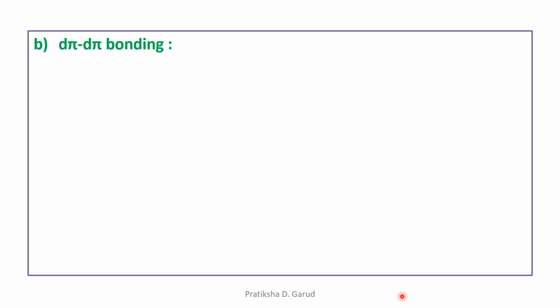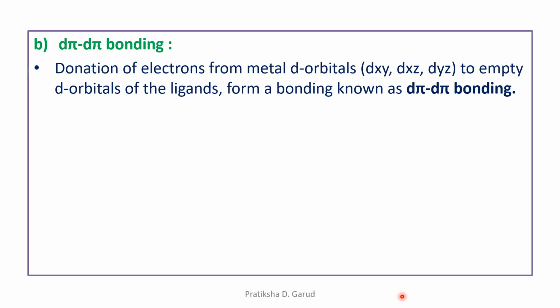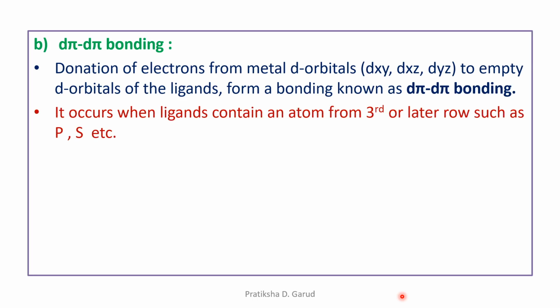Now here in this case, the metal d orbital is filled and the ligand d orbital is empty. That's why the electrons are donated from metal to ligand. Hence it is called back bonding, which gives the formation of the pi bond. So donation of electrons from the metal d orbitals such as dxy, dxz, dyz to the empty d orbitals of the ligand forms a bonding which is known as the d pi d pi bonding, right? Now it occurs when the ligands contain an atom from the third or later row of the periodic table, such as the elements phosphorus, sulfur, etc.